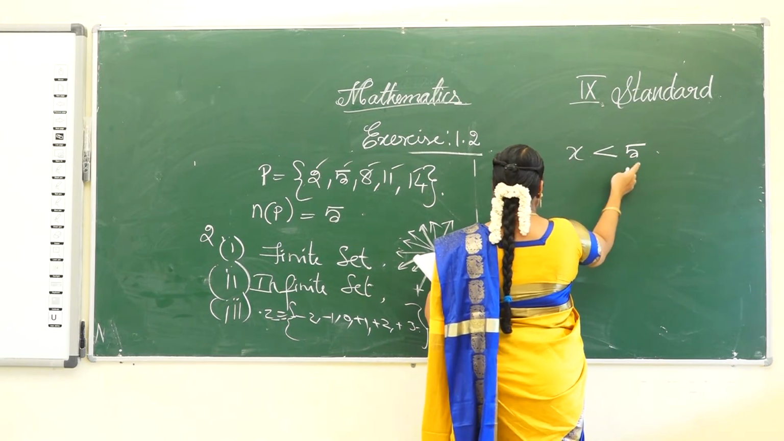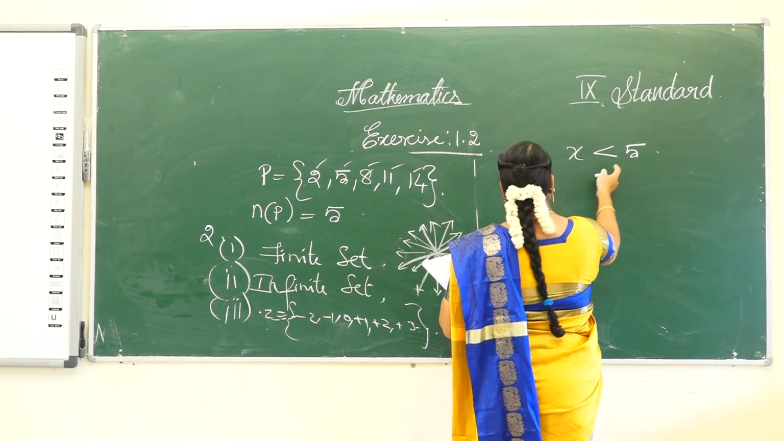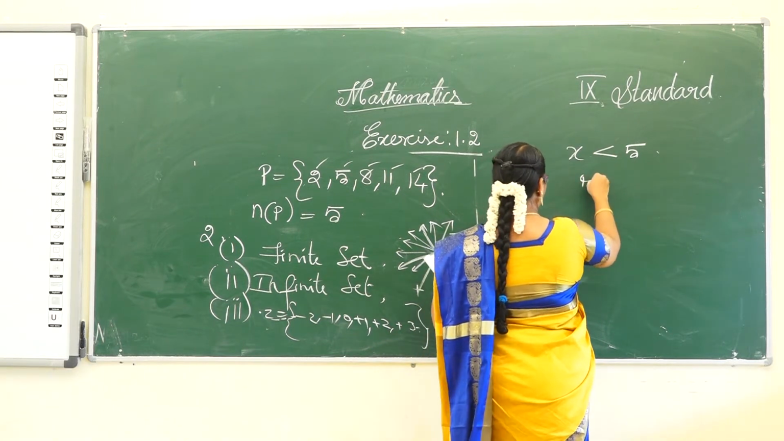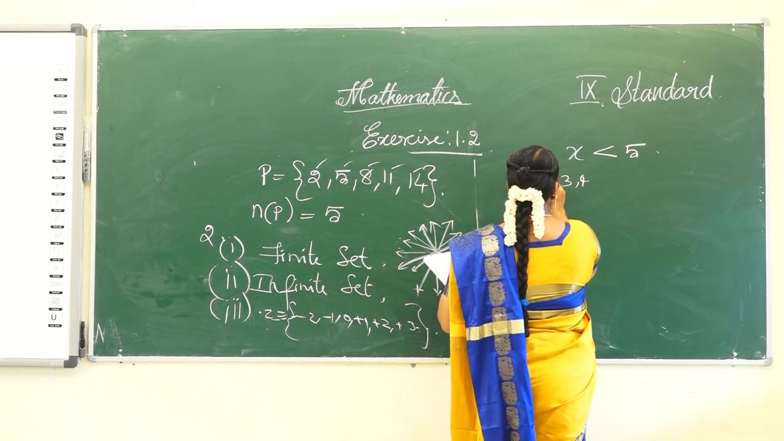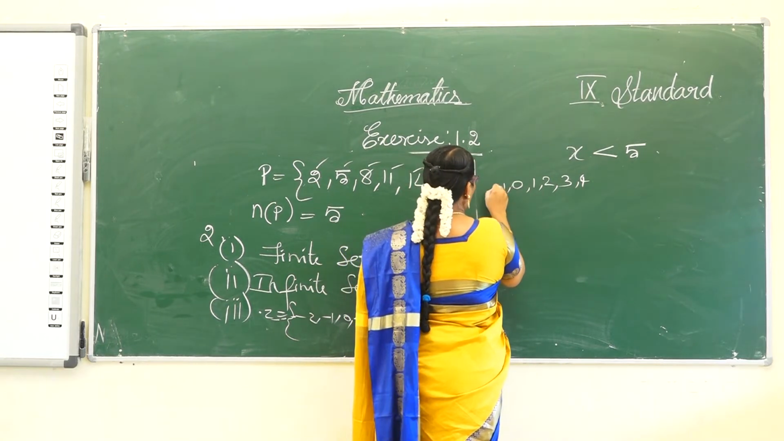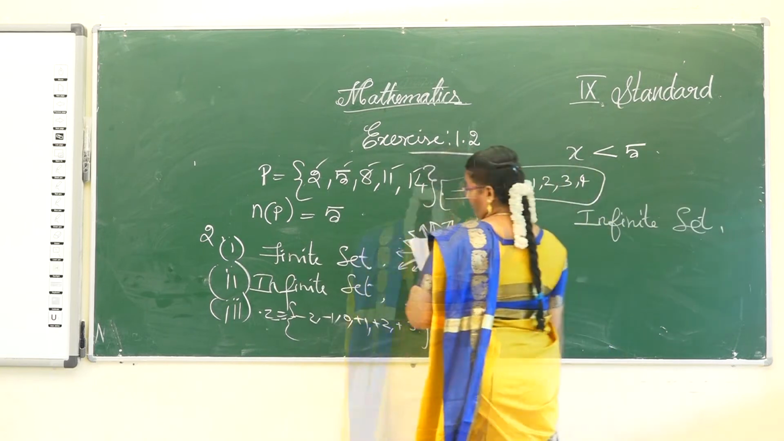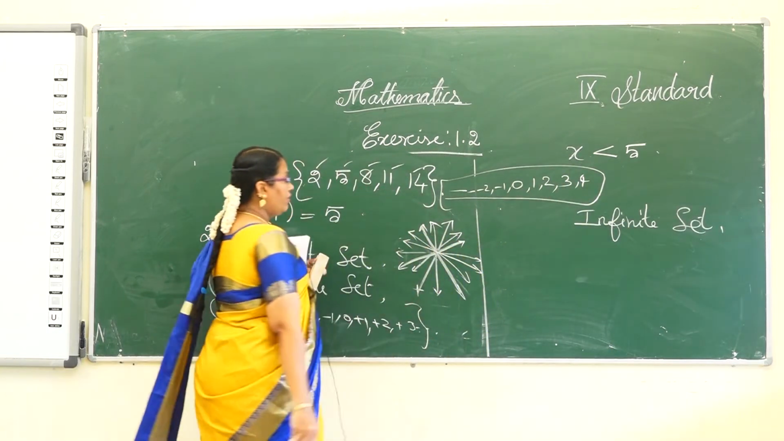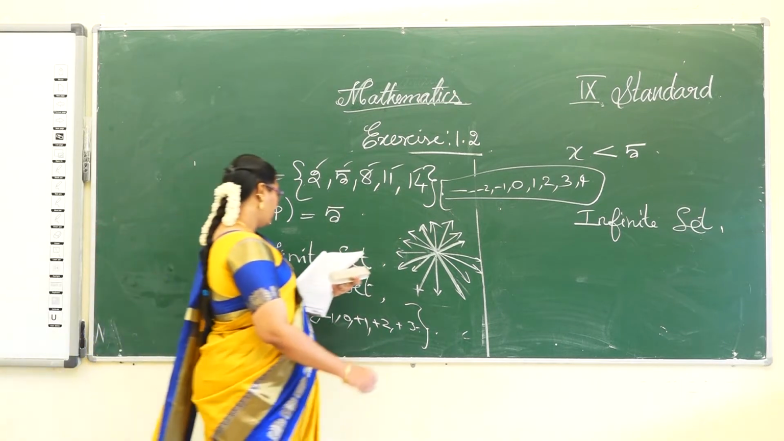Less than 5, when we say that, what numbers will come? Less than 5 means 4, 3, 2, 1, 0, minus 1, minus 2, endlessly going. So, okay, infinite set.